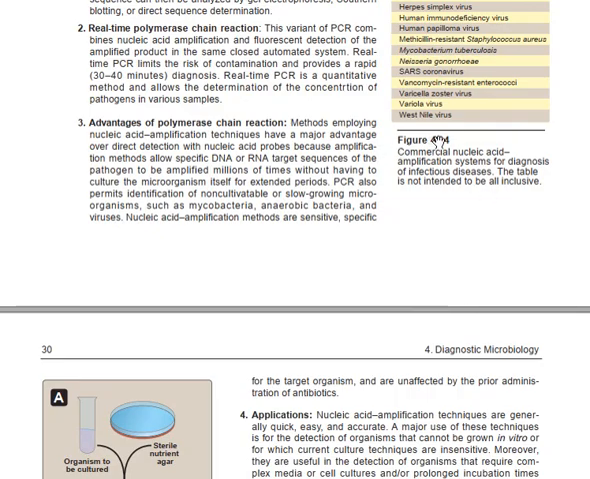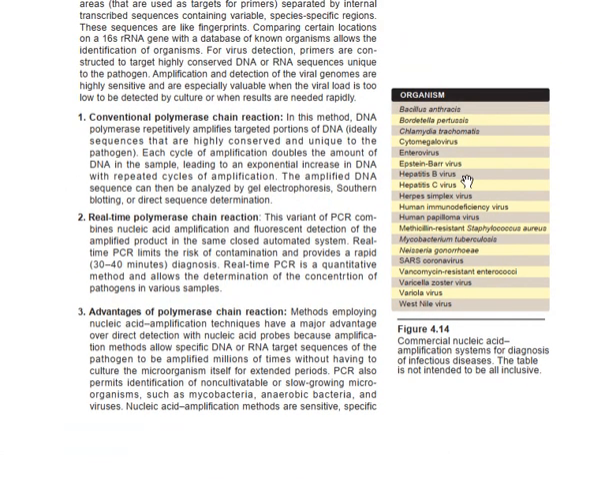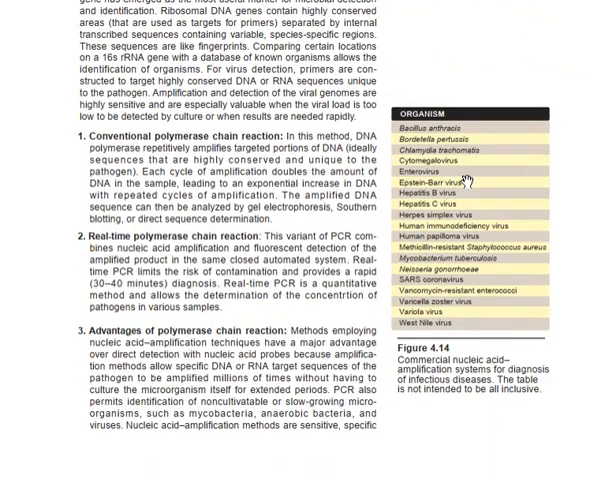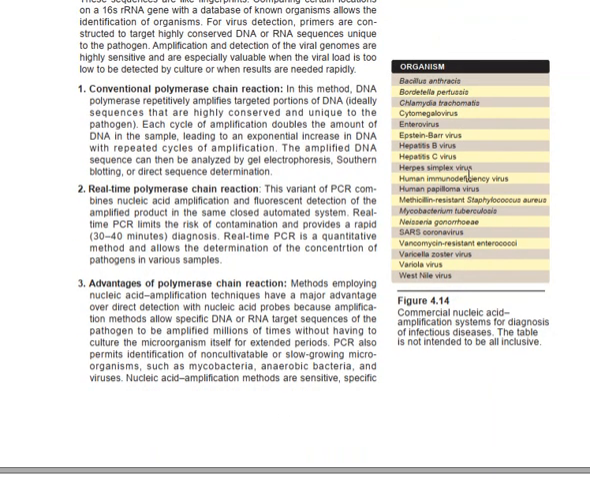So these are the figures. This figure is going to show commercial nucleic acid amplification systems for diagnosis of infectious disease. So you need to know that there is another test which is called nucleic acid amplification testing, NAAT. Is it clear? And nucleic acid amplification testing is available for specific microorganisms.